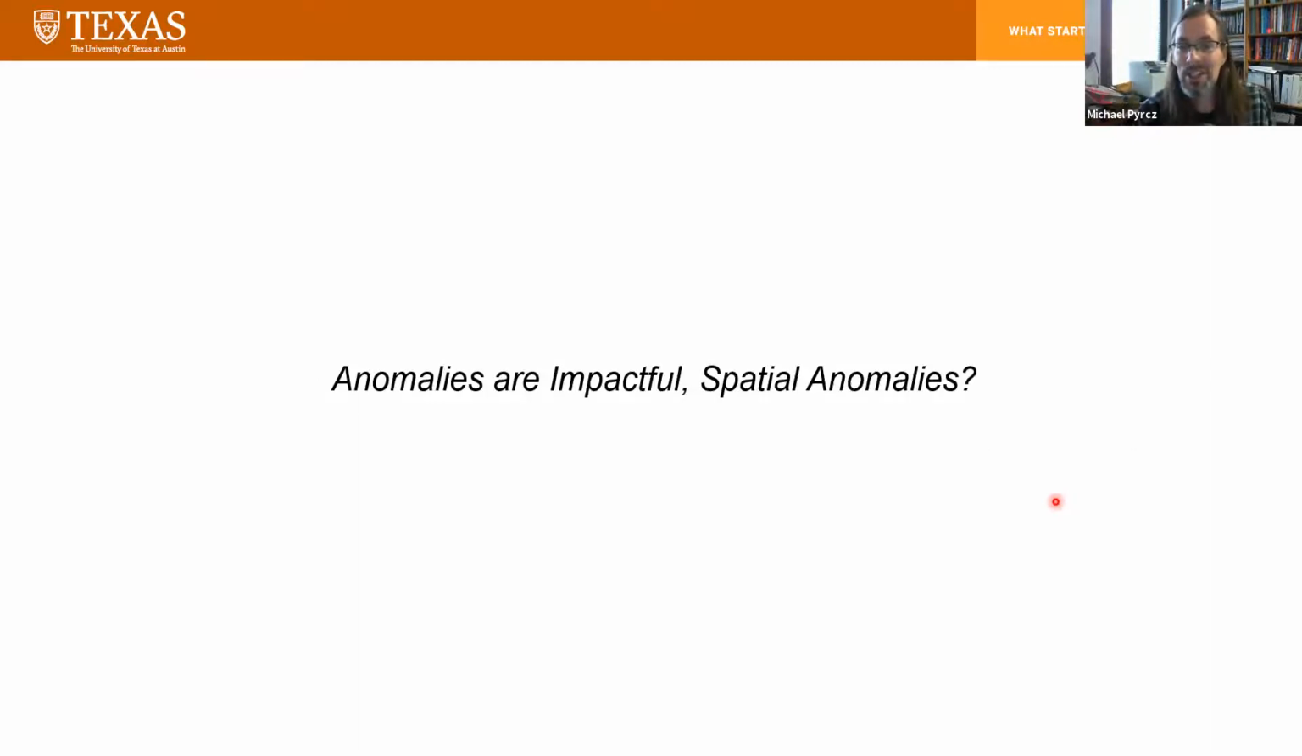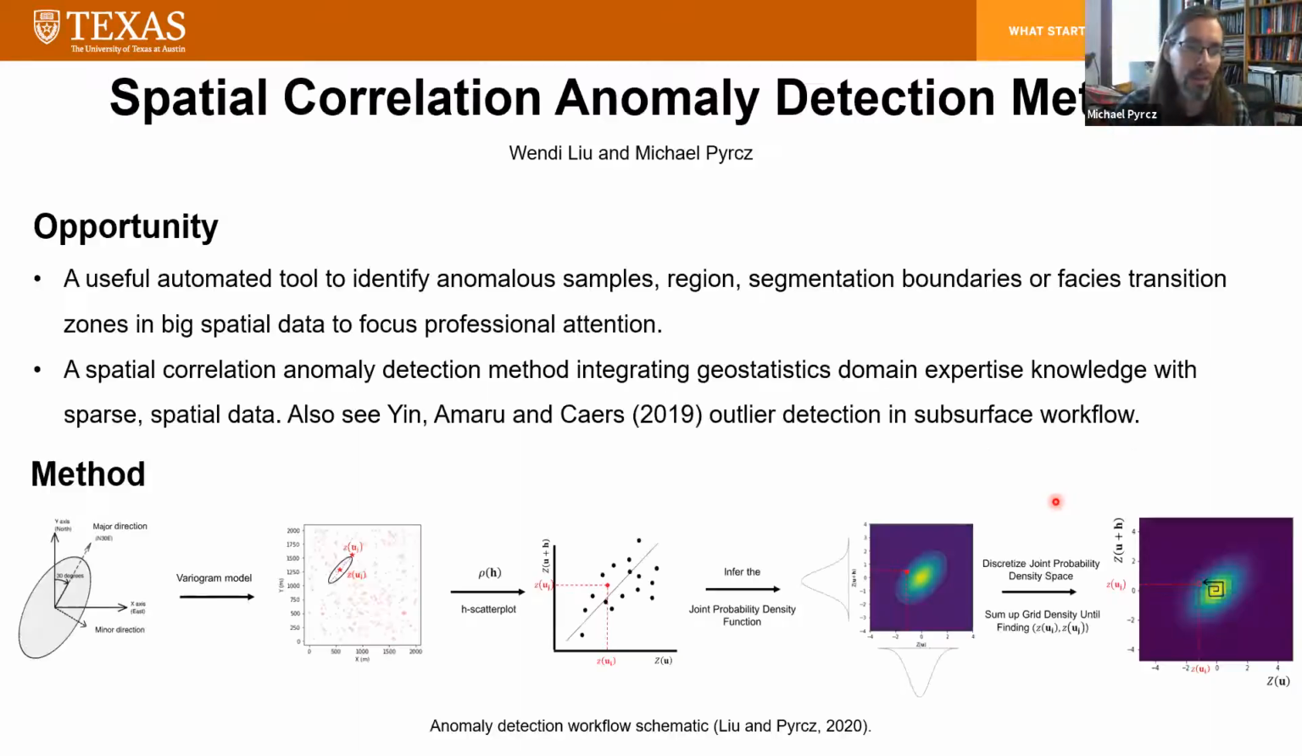All right, anomalies are impactful. What about spatial anomalies? What Wendy has also done is looked at a methodology in space to detect anomalies. Let me give you a simple example. If you look down here, you see how I have a data set? The question is this: this data and this data together, is that relationship anomalous?